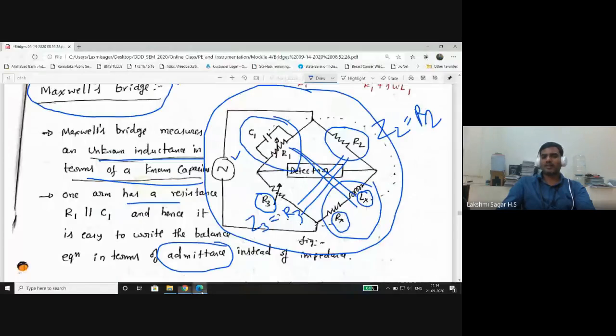See, definitely one of the bridge networks they will ask in the exam. If you understand this capacitance comparison bridge, I will show you the circuit. You have to obtain the equation for Wien's bridge also. I will not explain each and every step, because I have explained that for the Maxwell bridge along with that circuit. If you have understood this one, then you can do it for other circuits.